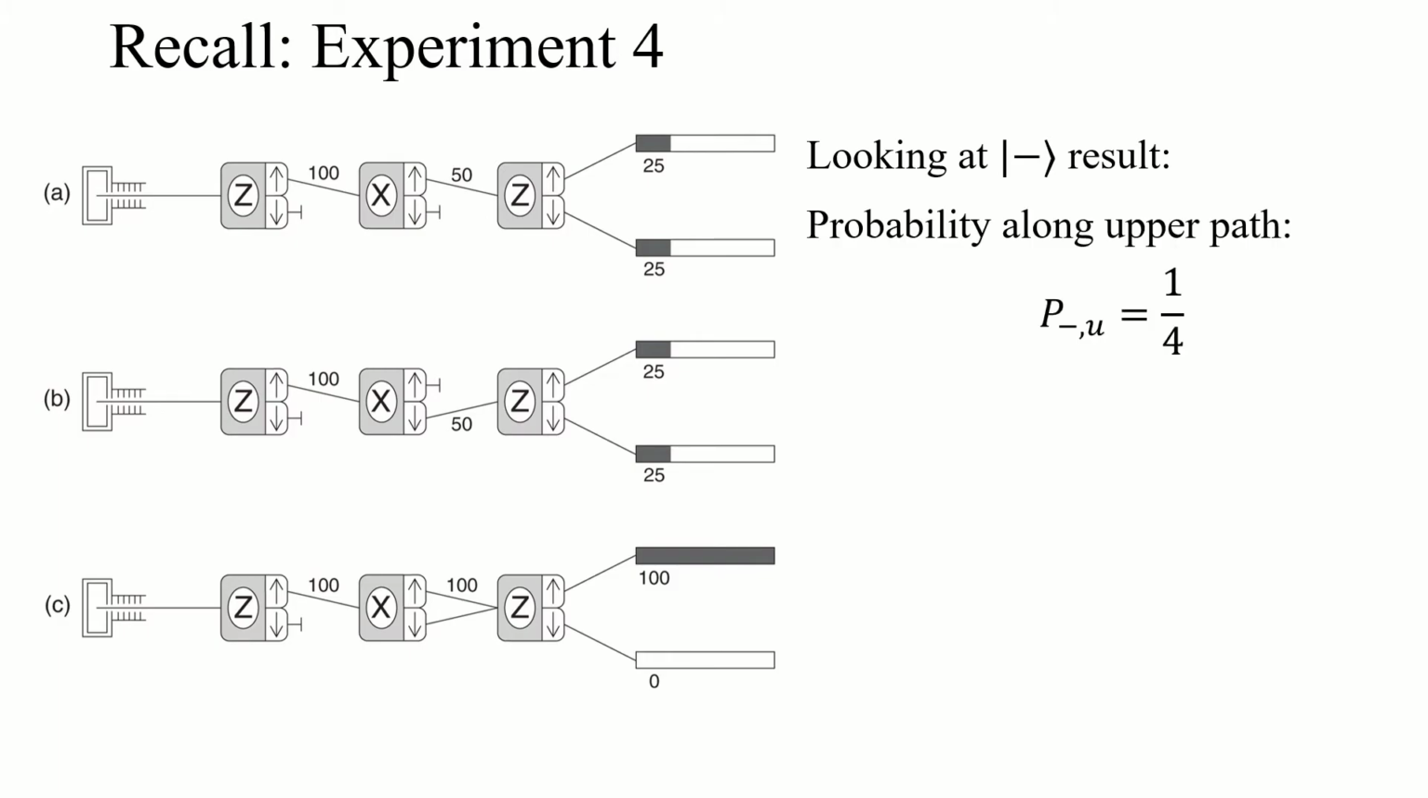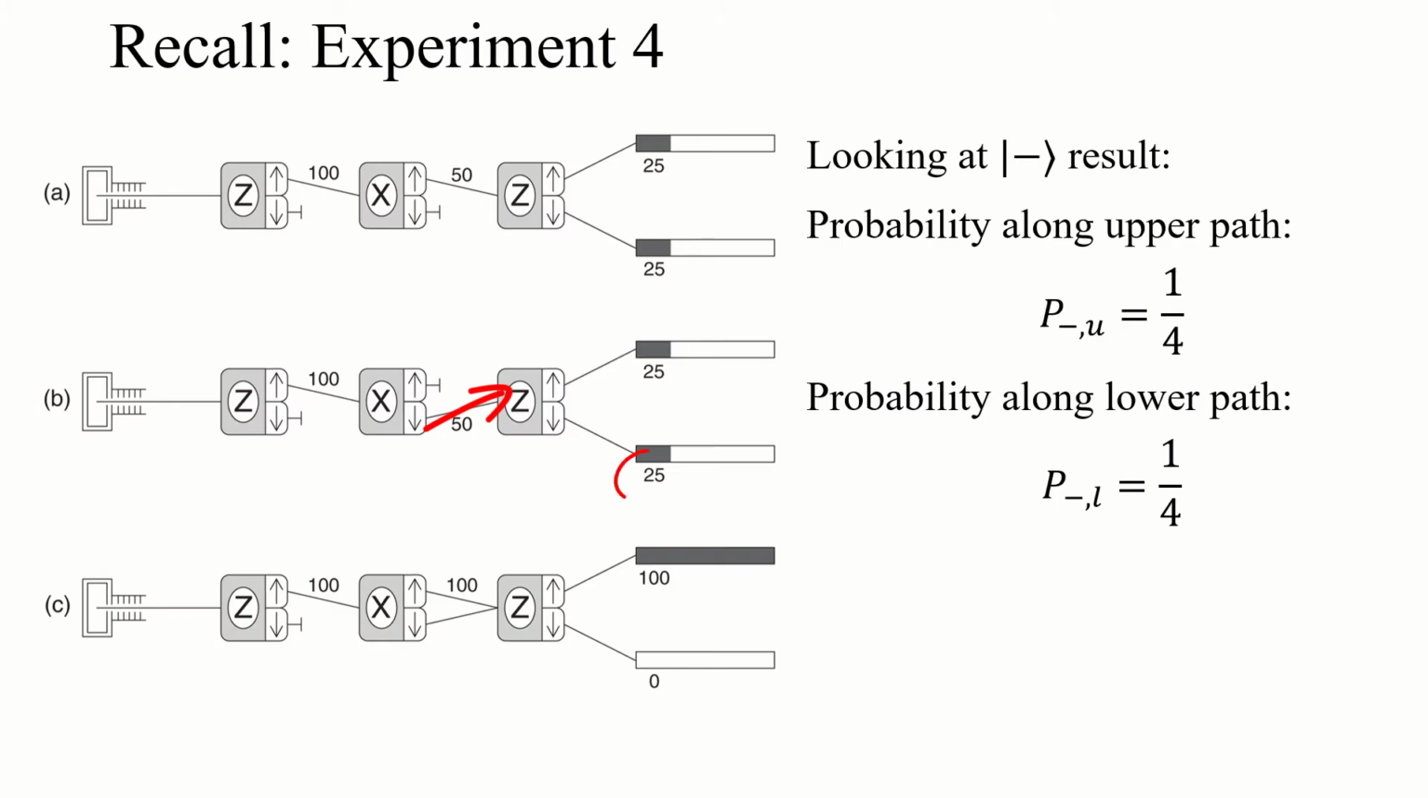When we look at the probability along the upper path, so we take the output of the spin up in the X direction, feed it to our Z Stern-Gerlach analyzer, we end up with a quarter of our beam ending up at our spin down path. If we look at the lower path, so we're coming out of the spin down out of the X direction in that middle Stern-Gerlach analyzer, we get the same thing. We get 1/4 of our beam going as spin down.